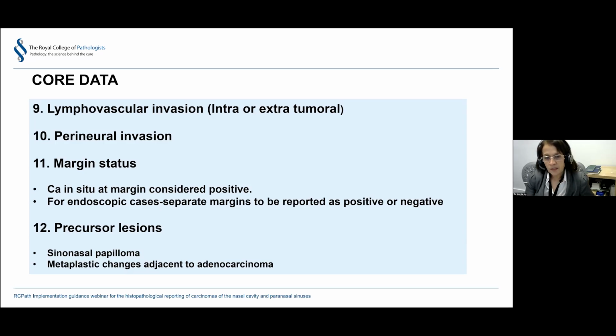Now, in terms of precursor lesions, identifying dysplasia in sinonasal tumors can be quite difficult. A lot of the time, it's actually the tumor colonizing surface epithelium. But it's really important to identify precursor lesions such as sinonasal papillomas, because we do know that inverted papillomas and some oncocytic papillomas can have a tendency to malignant transformation. The other feature that you may be able to identify is, adjacent to intestinal type adenocarcinoma, you may be able to see metaplastic changes. So it's considered a core data item to mention if you can find that.